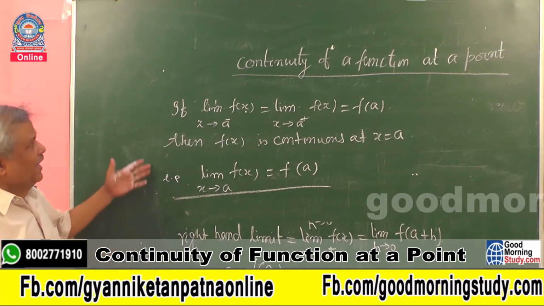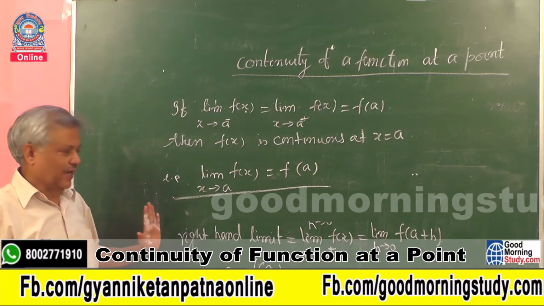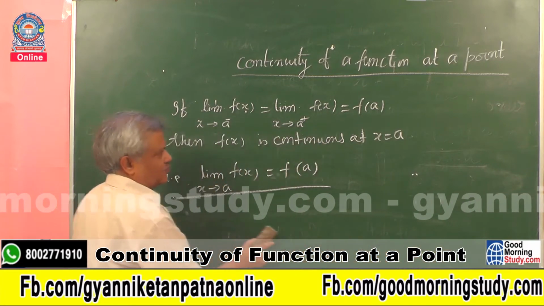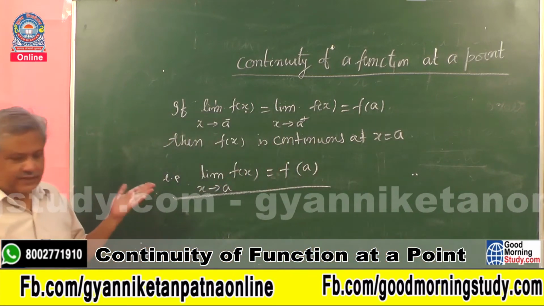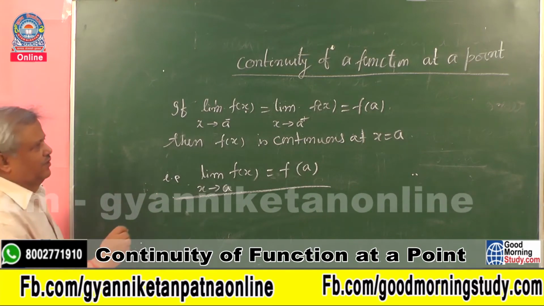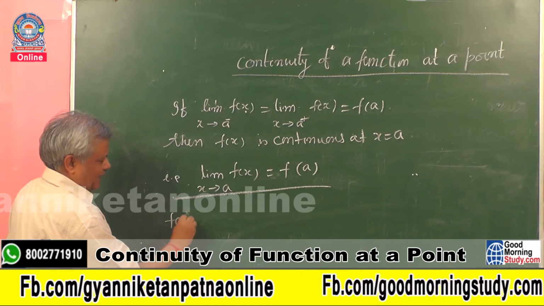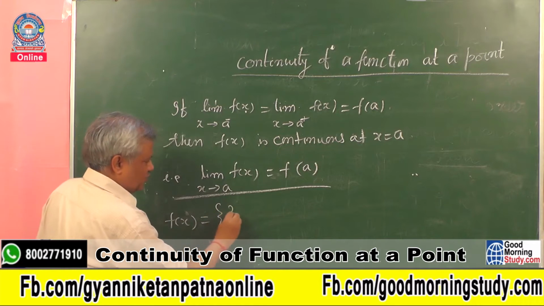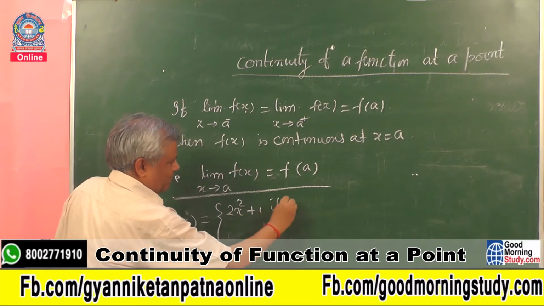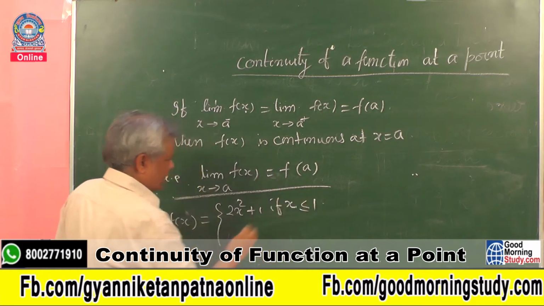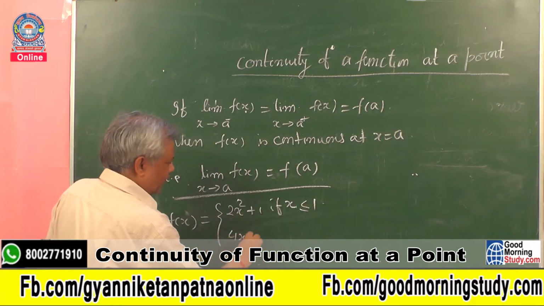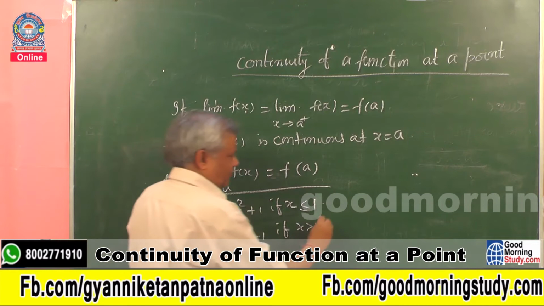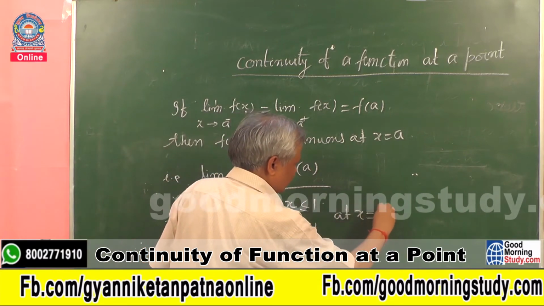Let me illustrate this with the help of an example. I am writing one example here, and I shall show you how the function is continuous or not continuous at that particular point. Let f(x) be a real function, defined as f(x) is equal to 2x square plus 1 if x is less than or equal to 1, and 4x minus 1 if x is greater than 1, and my objective is to verify the continuity of the function at x is equal to 1.